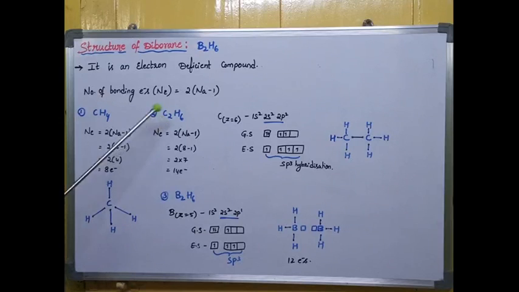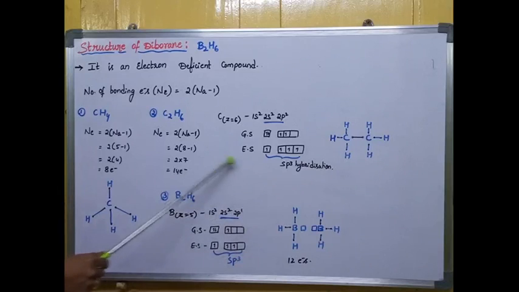I am taking C2H6 because it is similar to the B2H6 structure. If I calculate the number of electrons in C2H6, 2 into Na minus 1 again. So 2 into 8 minus 1, here 2 carbons and 6 hydrogens, totally 8. We are getting 2 sevens, 14 electrons. So 14 electrons are present in the C2H6 structure. If you calculate for B2H6, we should also get 14 electrons. But electron diffraction studies prove that diborane has only 12 electrons. So how does it get 12 electrons?